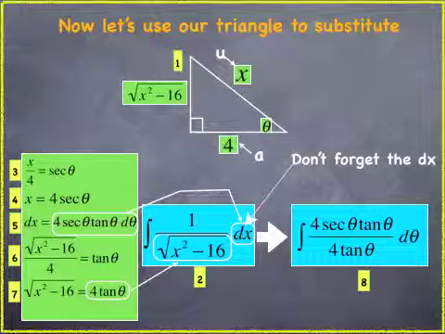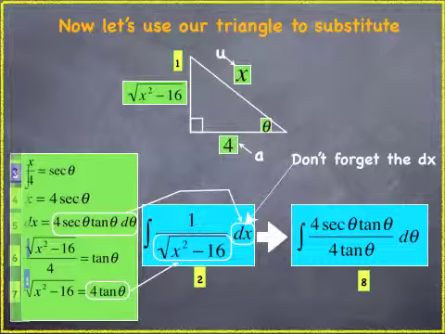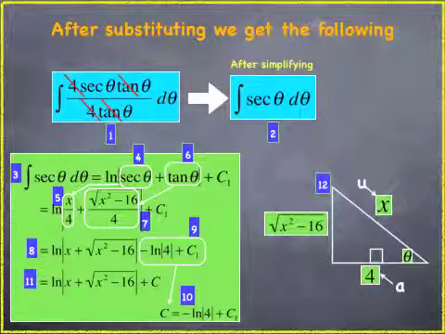Okay, so if you move over to the right side of the screen, you see in item 8 that we've made all those substitutions. We replace the dx with 4 secant of theta tangent theta d theta, and we replace the denominator with 4 tangent of theta. So what we have now is an entire integral that is in terms of theta and d theta. No longer do we have any x's or any dx's. And then we want to simplify.